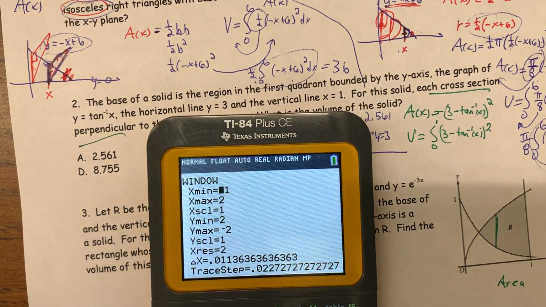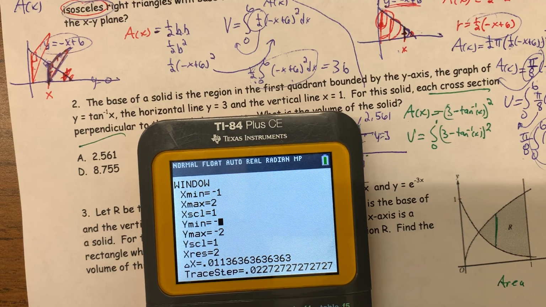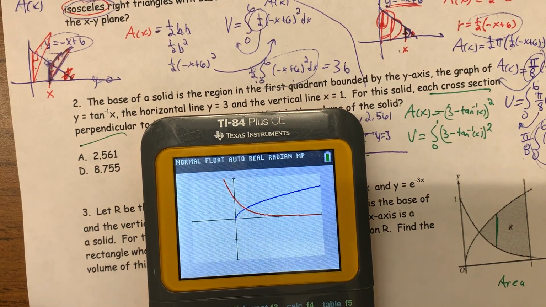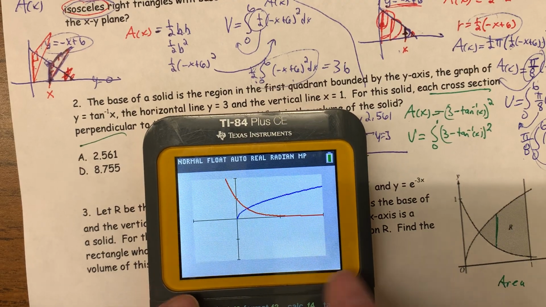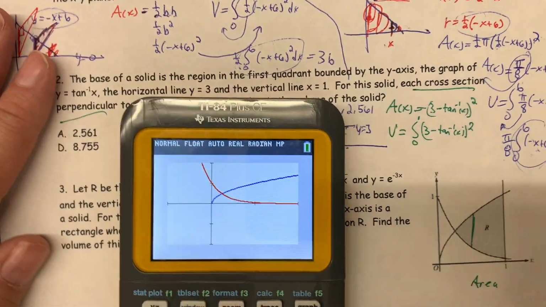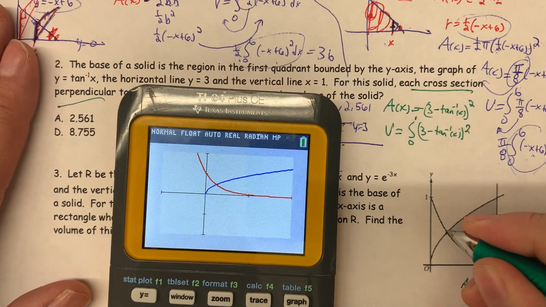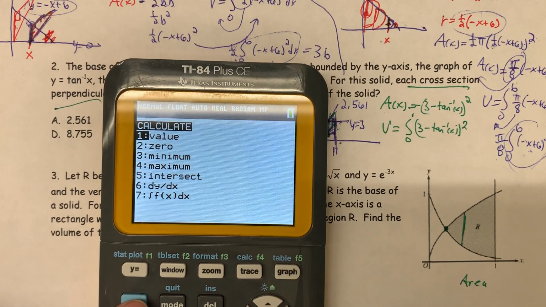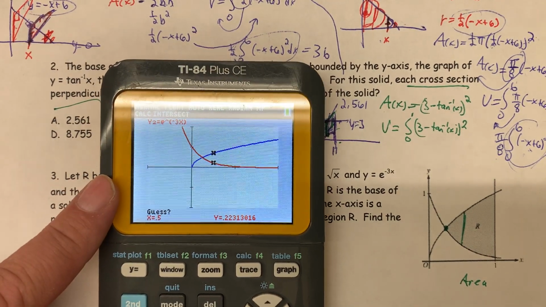What did I do with my window? I must have made it negative 2 to 2. Okay, so here we go. Here is that area, and we're going from here to here. So what do I need here? Well, for my area, I need to know this intersection point. So press second, calc, intersect, number 5, enter, enter, enter.